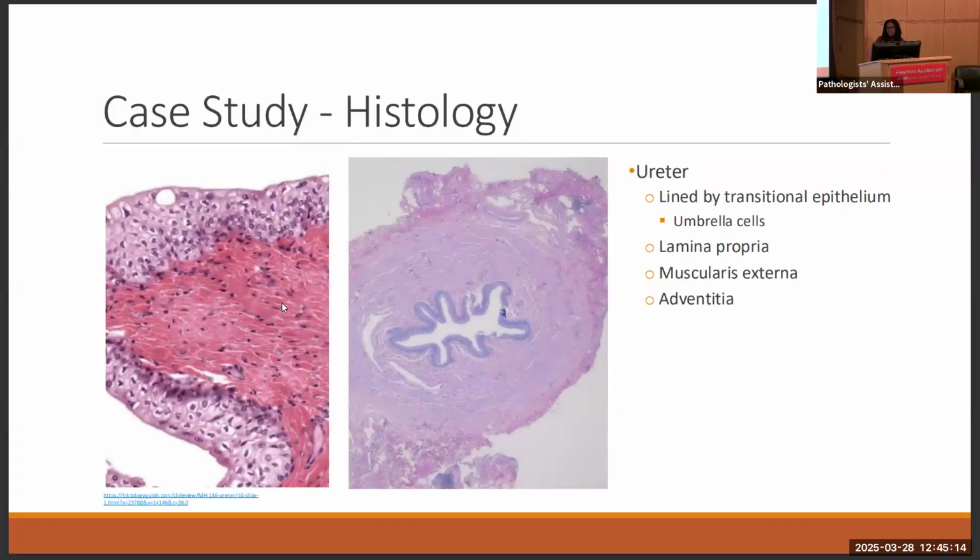Now we will review the histology from the case. The image on the right is a cross-section of the ureter from my case. The lumen of the ureter is lined by transitional epithelium, and the image on the left is a higher power online image showing umbrella cells which line the transitional epithelium. They are able to change shape depending on if the ureter is distended or relaxed. And the remaining layers of the ureter include the lamina propria, the muscularis externa, and the adventitia.